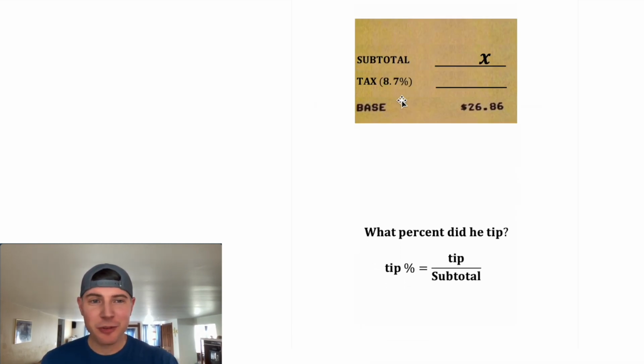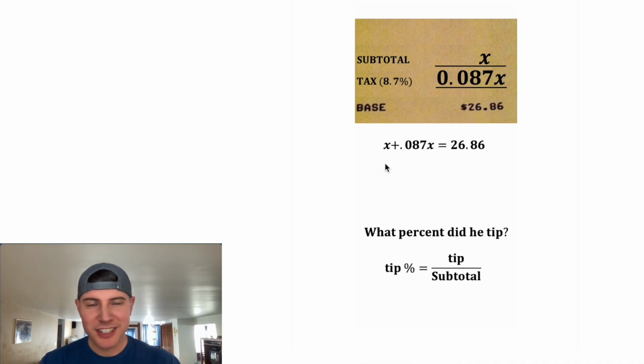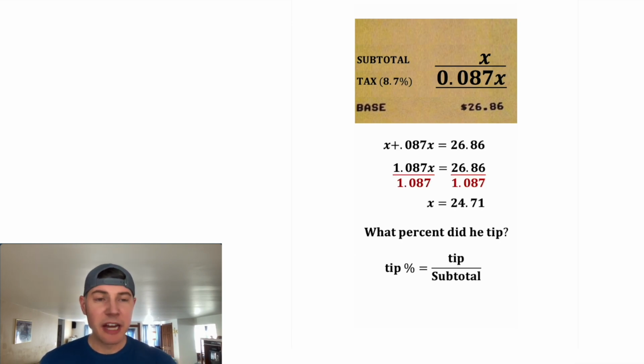Now that we know the tax rate, we can figure out the tax on X dollars. It's going to be 0.087X. And then the subtotal plus the tax is going to be equal to this base. So we can say X plus 0.087X is equal to 26.86. On the left-hand side, we can combine like terms to give us 1.087X. And then after we divide by 1.087, we now have the value of X: 24.71. So let's change the subtotal to 24.71. And we can also calculate the tax of $2.15.